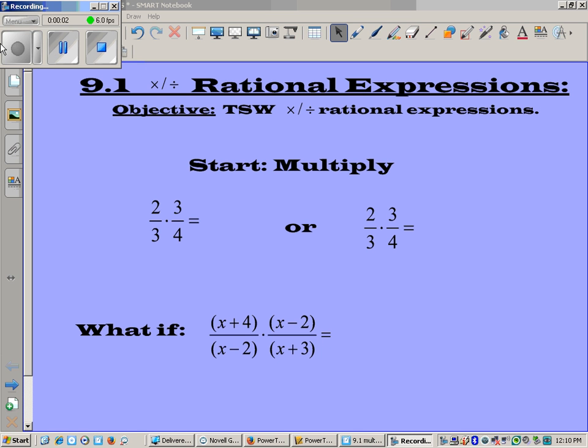Hi guys, today we're going to do 9-1. We're going to get into chapter 9 and start talking about rational expressions. And today we're going to multiply and divide rational expressions.